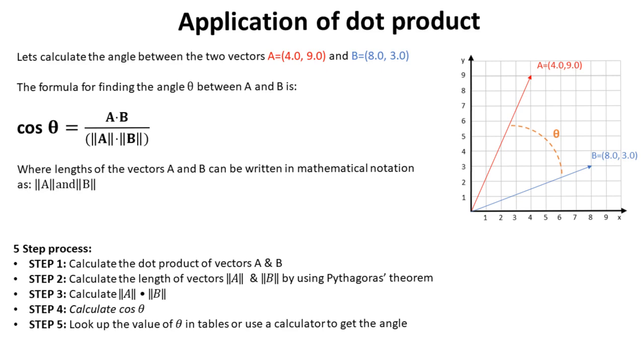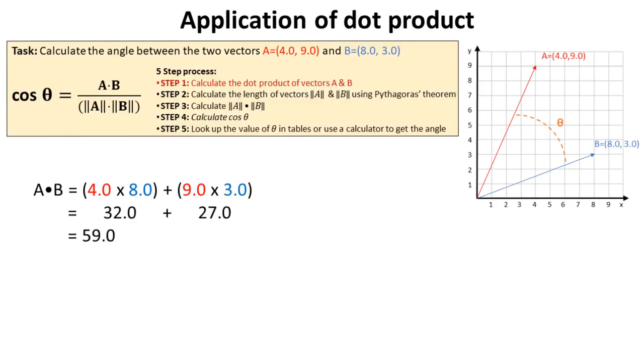Let's work through an example step by step. We can leave the 5-step process up the top here. Take your time and pause the video as much as you need to work through this slowly. So step 1 is calculating the dot product of vectors A and B. Now remember, part 4 of the video in this series shows you how to do this, but in essence we take each value from each vector, multiply them together, and then add the results.